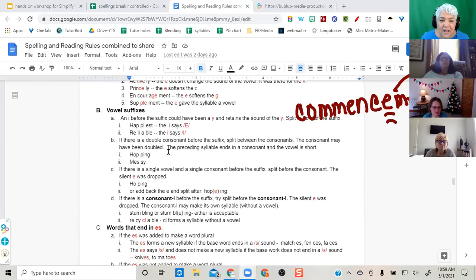If there's a double consonant before the suffix, split between the consonants. The consonant may have been doubled, or maybe there was already two there because of a floss rule. But in any case, you will have a short vowel sound in the first syllable, the preceding syllable. I see hopping, split between my P's, and it's hopping. I doubled the P.